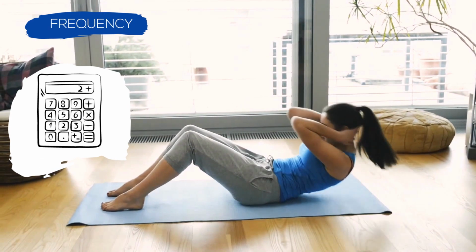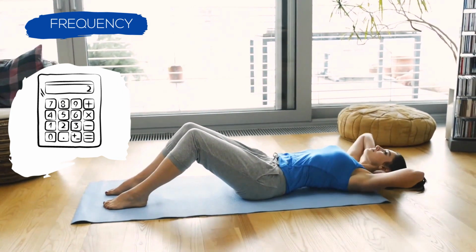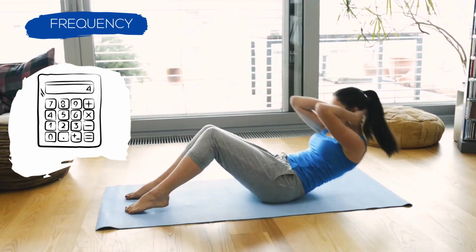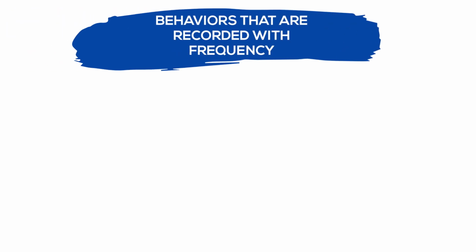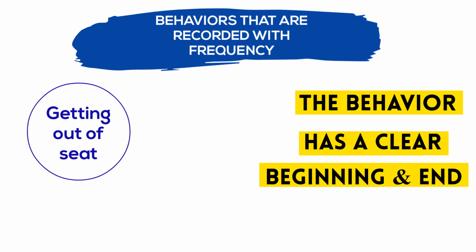Frequency is a straightforward continuous measurement procedure. It simply requires you to observe the client and tally how many times the target behavior occurs. We only use frequency for behaviors that have a clear beginning and end. Examples would include a client getting out of their seat or shouting out. On the other hand, behaviors that occur at a high rate and are unclear on how and where they began and ended are not ideal for frequency recording.